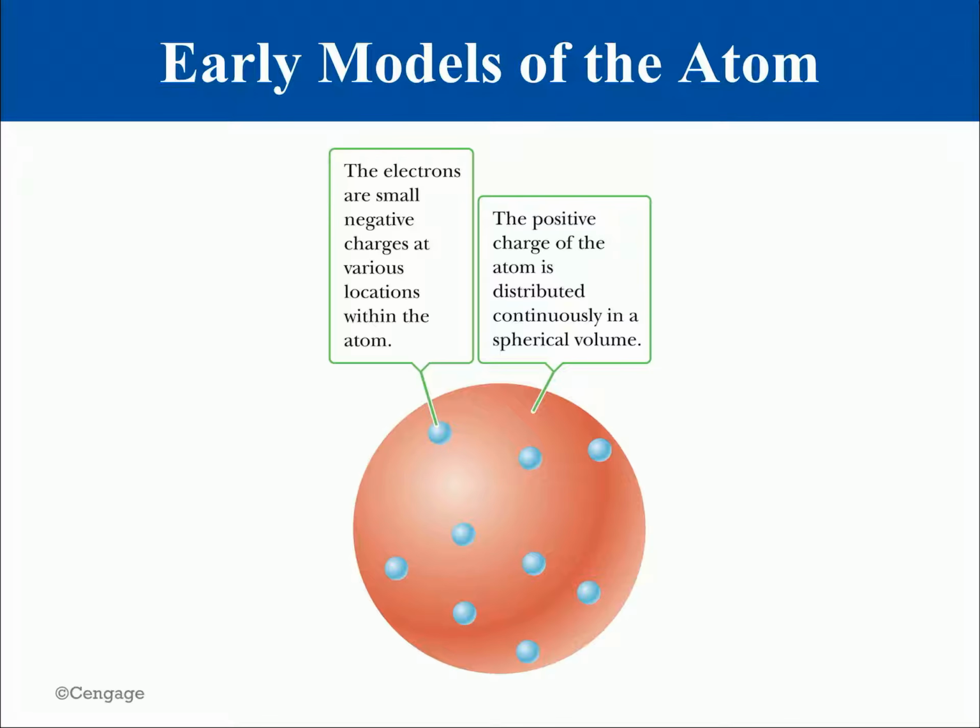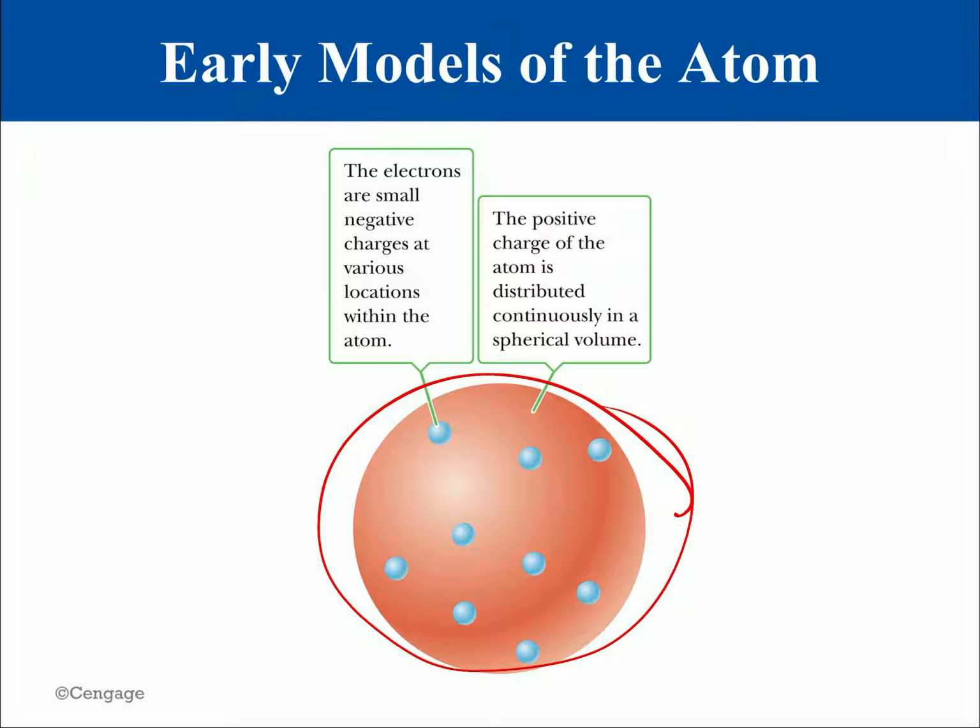This led to a theory by J.J. Thomson. We can think of this as the first of the modern theories of the atom, from the very early 20th century, that suggested that a model of the atom would best be described as a volume of positive charge, as shown here in the picture.